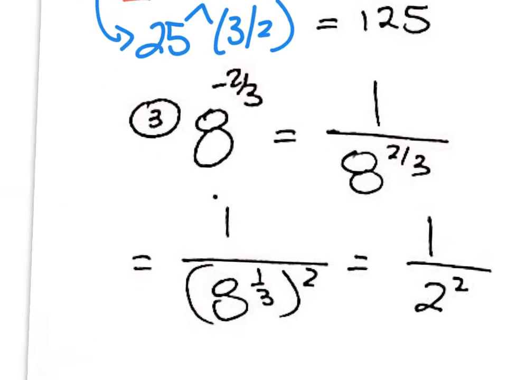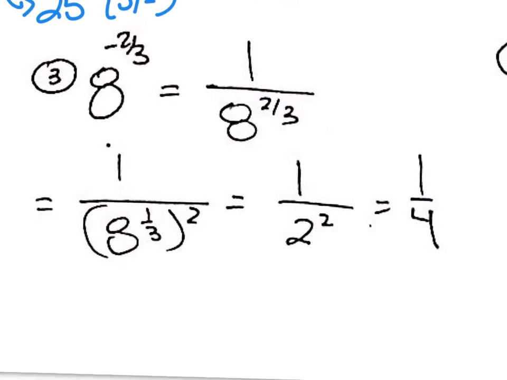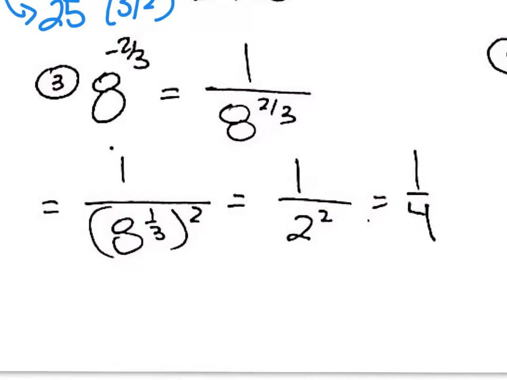Number 3, so let's see, 8 to the negative. Here, instead of the base being negative, we have the exponent being negative. When the exponent is negative, we bring the whole thing, meaning the base, down, or we move it from the bottom to the top, and we turn the exponent into a positive.